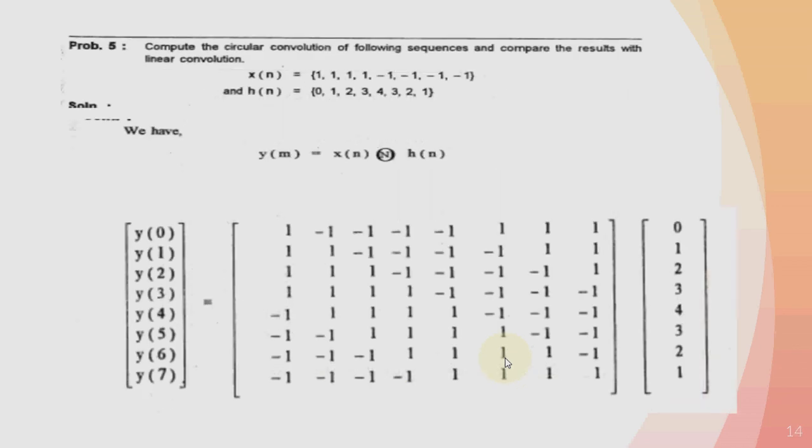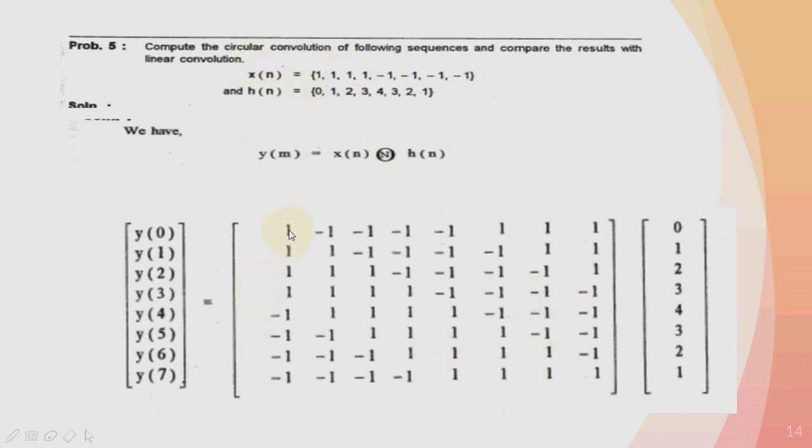Again one more: compute the circular convolution of the following sequences and compare the result with the linear convolution. So you can perform the linear convolution. So this is y of 0 to y of 7. Here the two inputs given, their sample lengths are not the same. So 1 1 1 1, 4 times 1 and 4 times minus 1. Here 0 1 2 3. Sorry, the sample length is the same, so you can perform the matrix operation.